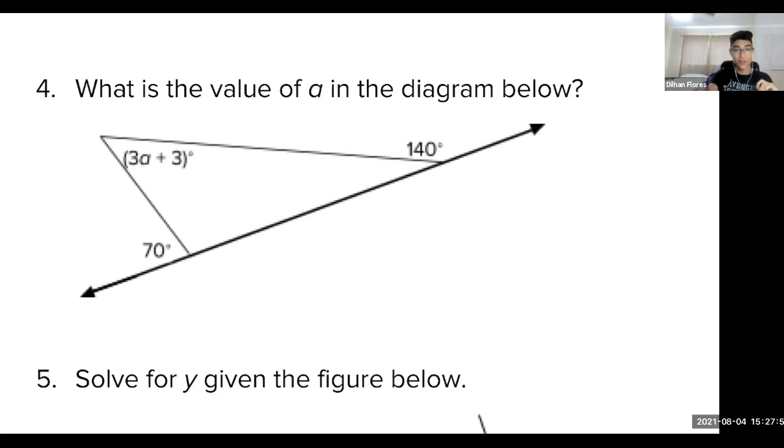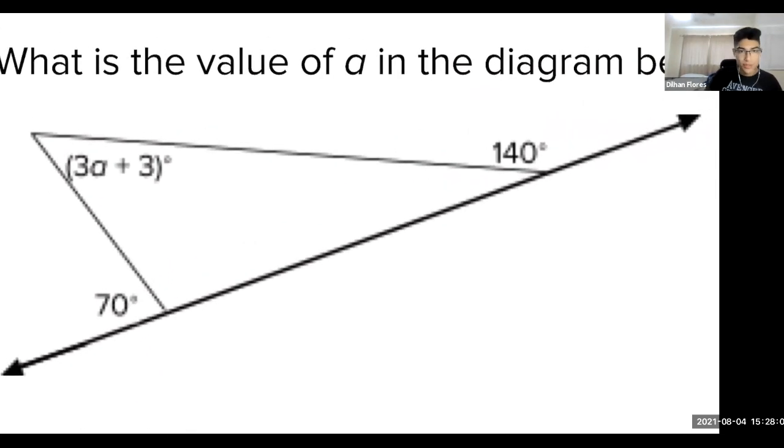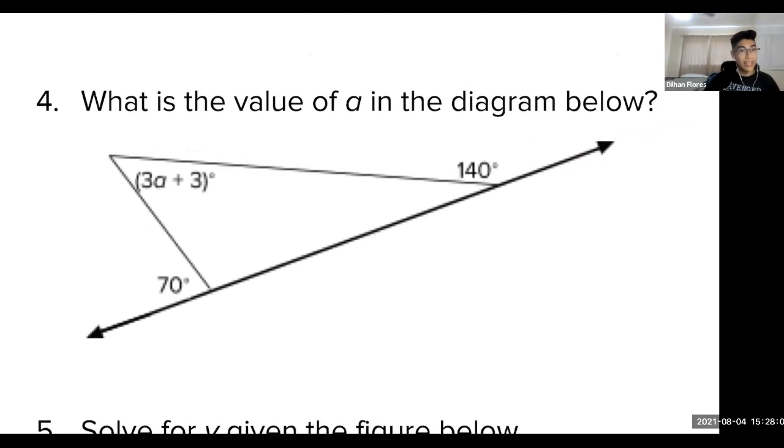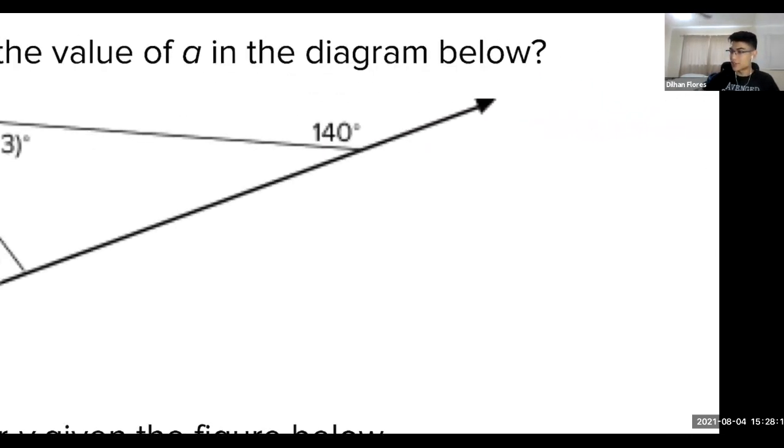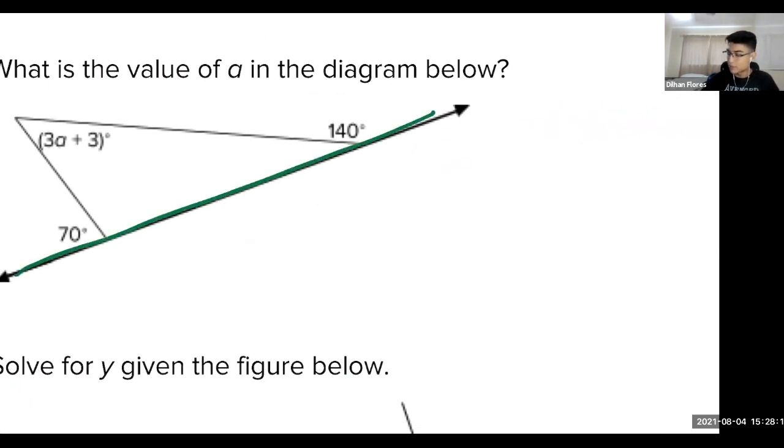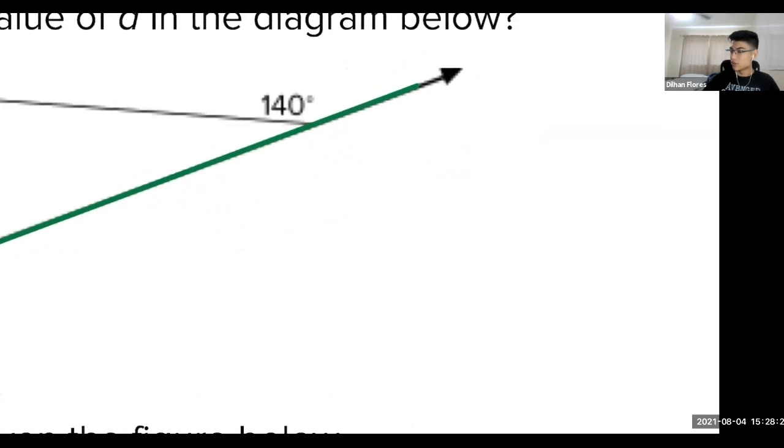And let's tackle this next question. All right. Now, what is the value of a in the diagram below? We have a shape. Shapes have angles. First off, let's tackle this line. So the total measure of a line, the angle that a line makes, is going to be 180 degrees.